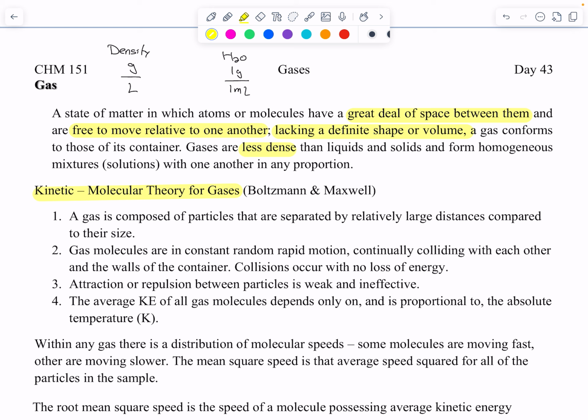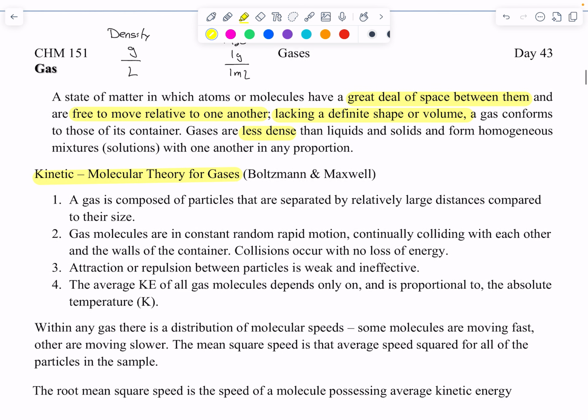Now, another thing that we might not realize is that gas molecules are in constant motion. It's very, very fast, and it's very, very random. And they just continually bounce. They continually collide. They bounce off each other. They collide with the walls of the room, the container, wherever they're in.